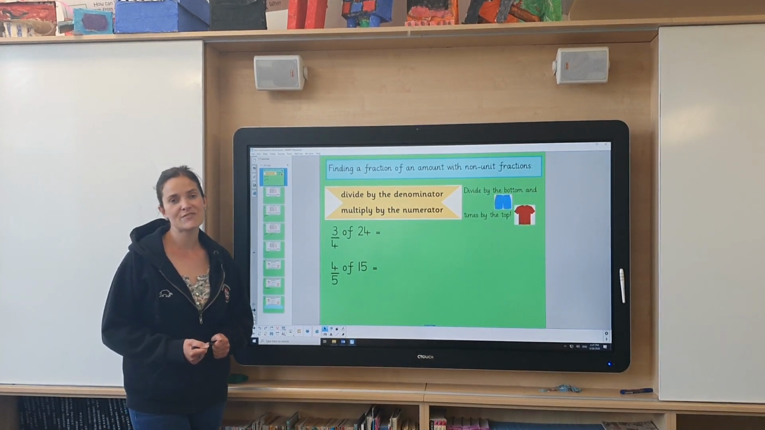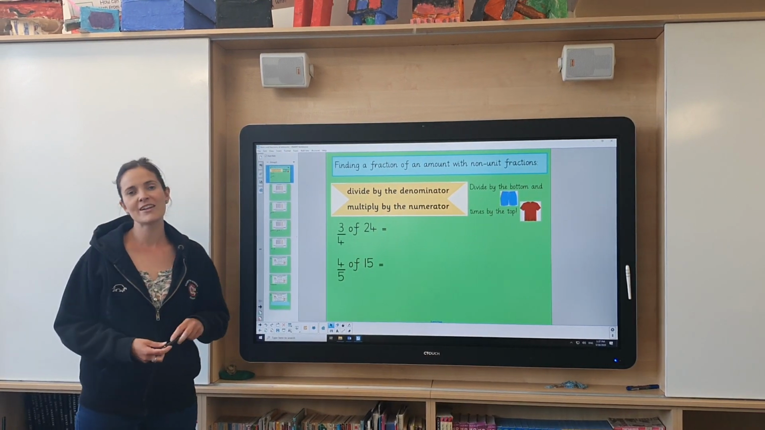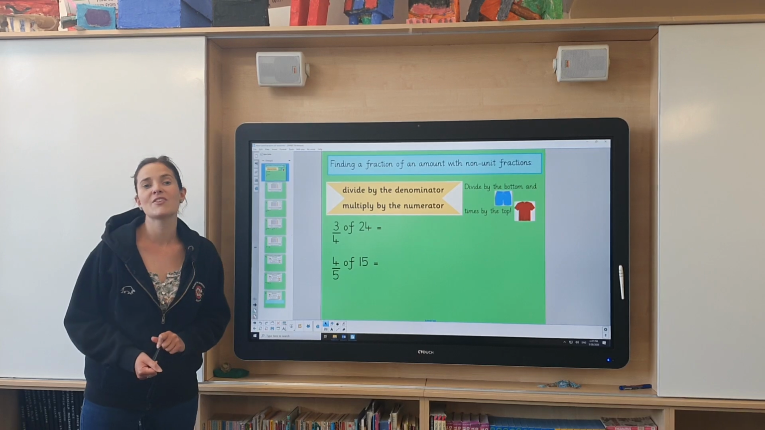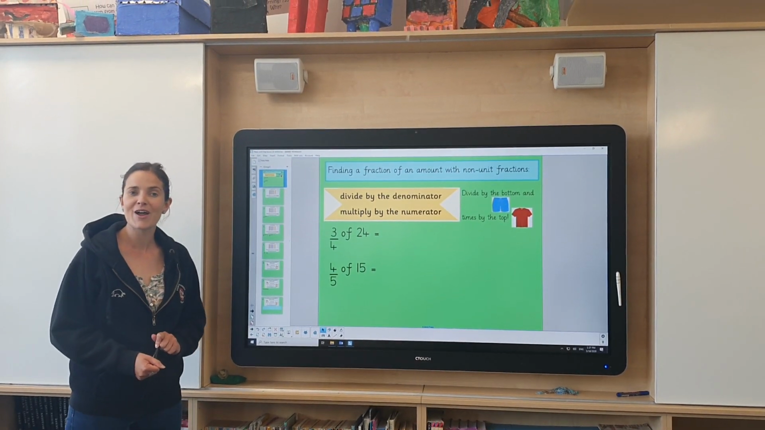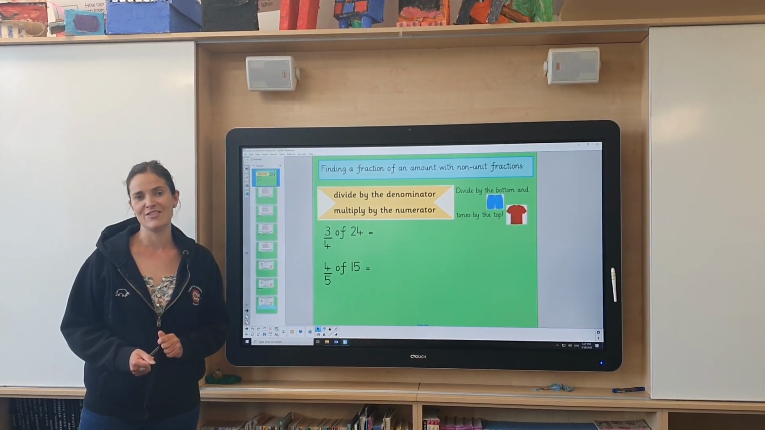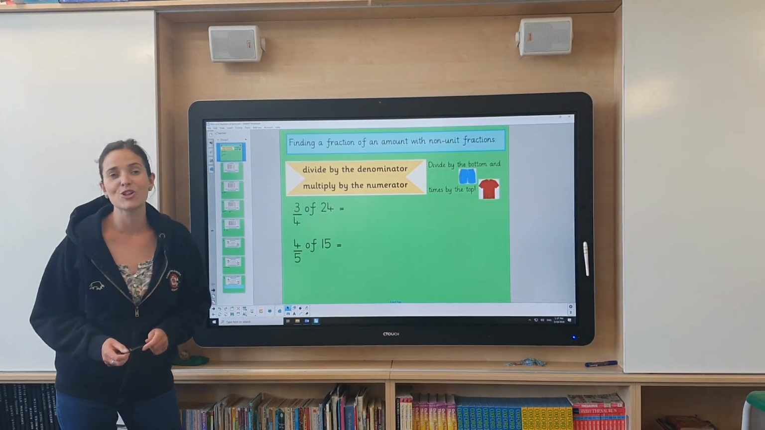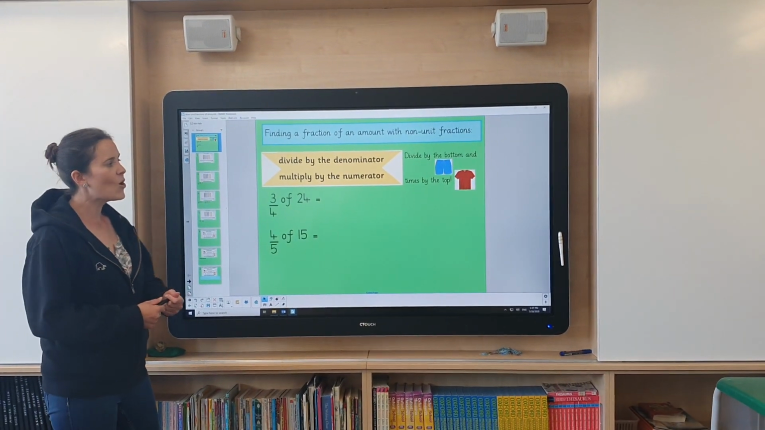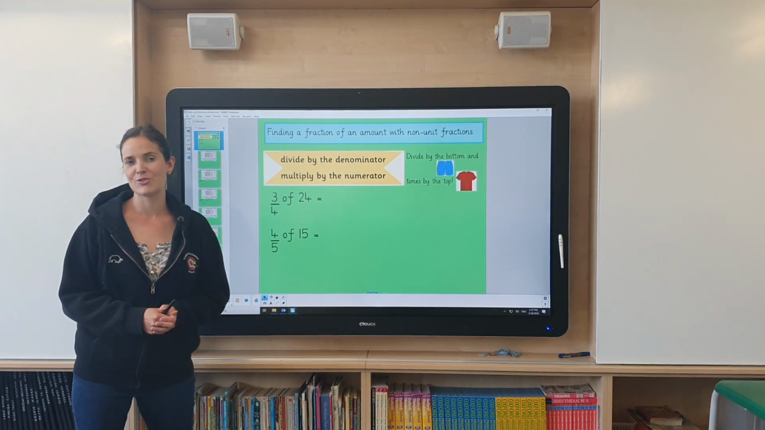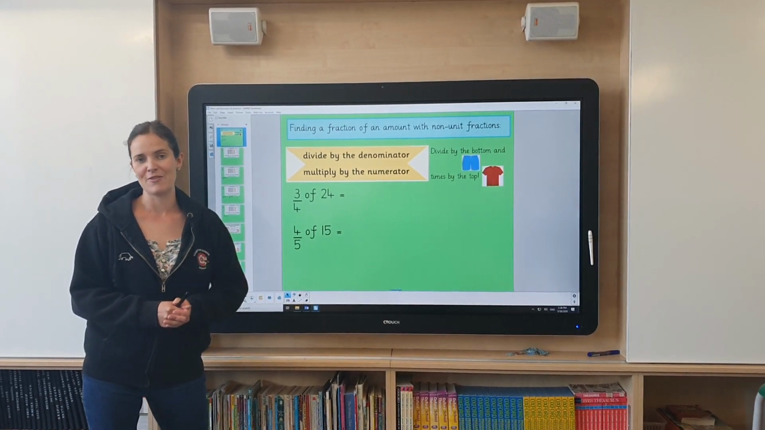Now, in Tuesday's video, we saw this method here for finding fractions of amounts. We ask you to divide the amount by the denominator in the fraction and then multiply that answer by the numerator in the fraction. And we had this little rhyme here to help you remember with the pictures. We say we divide the amount by the bottom and we times it by the top. And if you picture t-shirts and shorts, it should help you to remember the method.